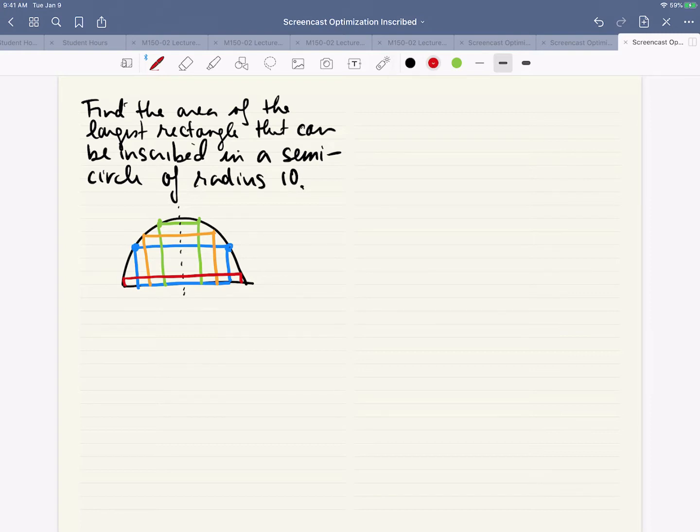I want to find the inscribed rectangle that has the greatest area. You can look at this red rectangle here and see that it's got a small area because it's really short, even though it's wide. And the green one also has a small area because it's really narrow, but it's tall. So somewhere around where the blue and the orange rectangle are is the rectangle that has the largest area. And we want to find the area of the largest rectangle that's inscribed.